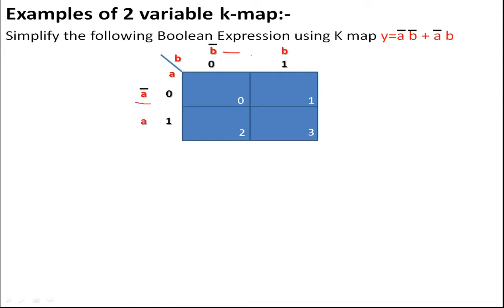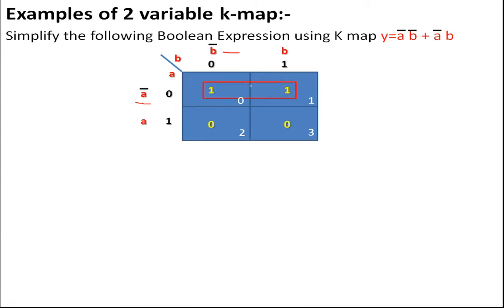and b bar. So here in cell number 0, as these are part of the expression, cell number 0 will be having 1 here, and the next expression we have is a bar b. So cell number 1 will be having a 1 here. As these two are a part of the expression, those cells will be holding a value 1. So cell number 2 and cell number 3 are not a part of the expression, so we are going to represent them as 0.